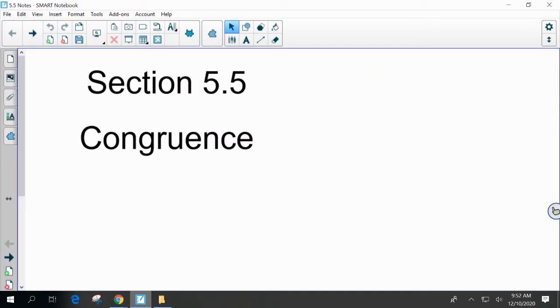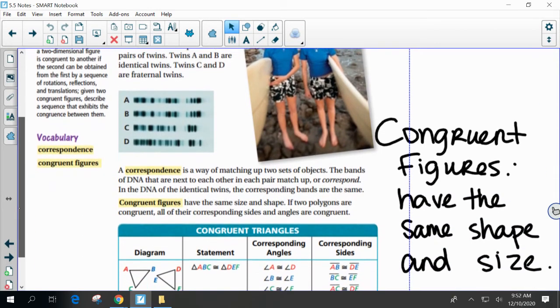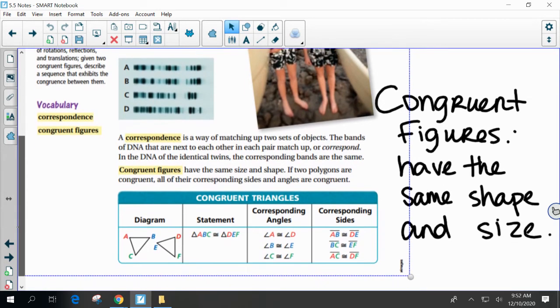All right, section 5.5, we're learning about congruency statements and congruence. So congruence means the same. A congruent figure is two figures that have the same shape and the same size. So you'll want to pause your video and write down that vocab word.